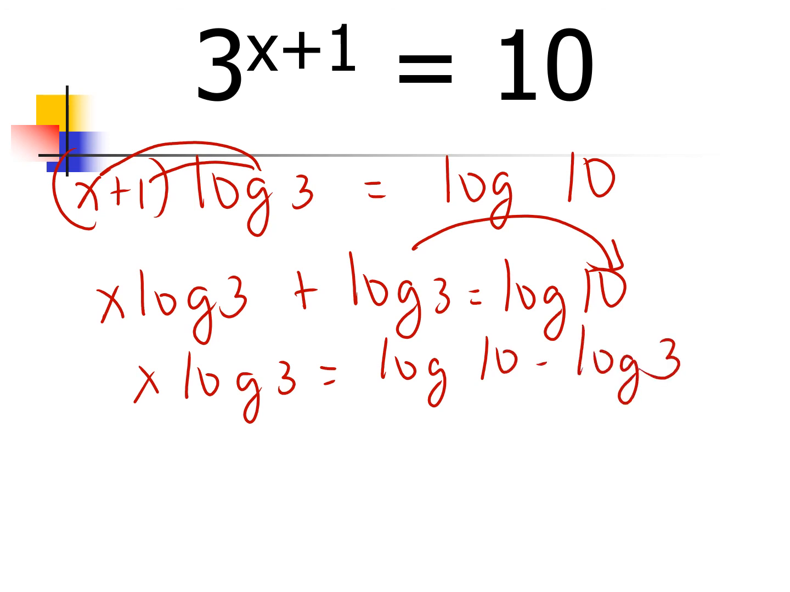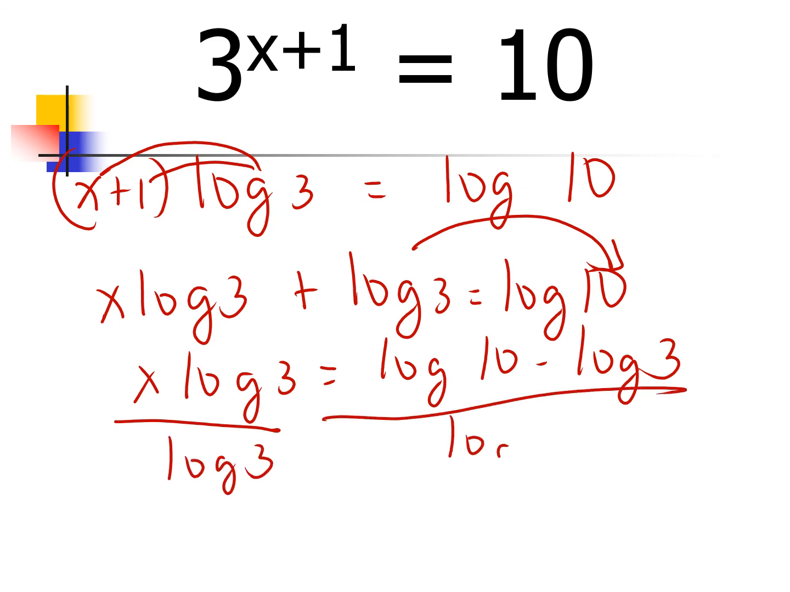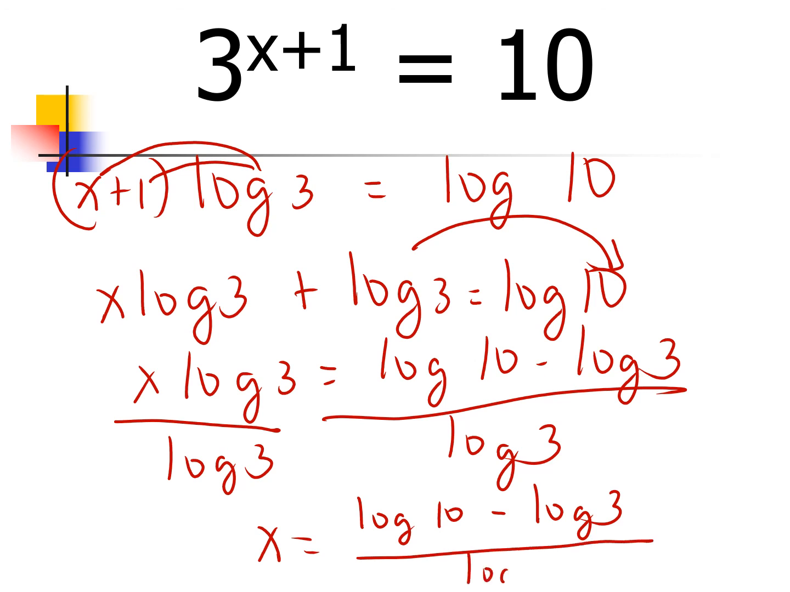Since may logarithm of 3 nakatabi si x, divide natin both sides by logarithm of 3. So therefore, x is equal to logarithm of 10 minus logarithm of 3 all over logarithm of 3. So that's the value of x.